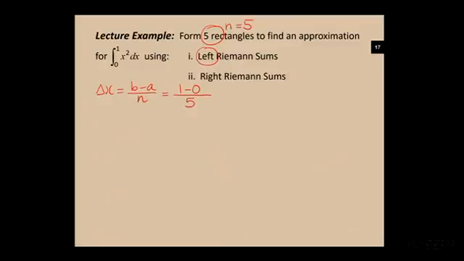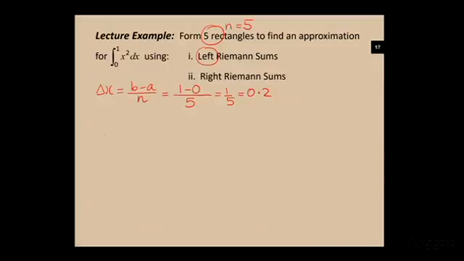So b minus a, so the 1 minus the 0 in this case, divided by 5 because that was our new n, and that's obviously going to give us a 1/5. Now you can write that as a 1/5 or 0.2, whichever one you would prefer. Are you ready for the table? Because your job is now to draw that table up.